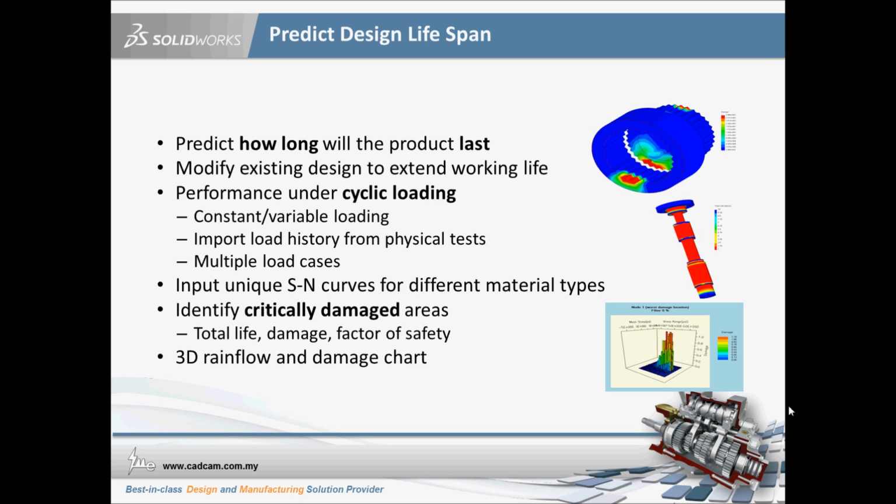So let's say we give a warranty of 10 years. Based on a unique S-N curve for different materials, the software can calculate the total life, the total damage, and the factor of safety of the parts. So with this, during the design stage, you as a designer can predict how well your design will work within warranty periods. Definitely, we do not wish for any part to fail within the warranty period, right?